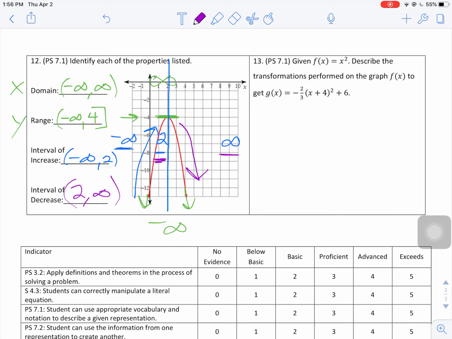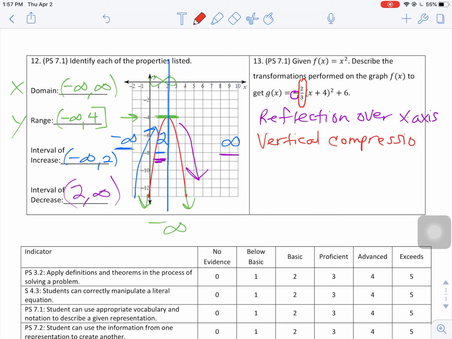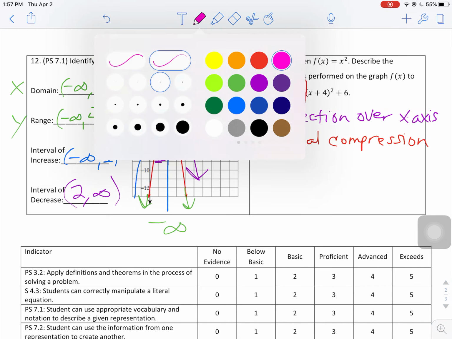Number 13, transformations. So a negative sign in the front is a reflection over the x-axis. The 2/3 is your a value. So if a is in between 0 and 1, it's a vertical compression. If a is larger than 1, it's a vertical stretch. So since 2/3 is in between 0 and 1, it's a vertical compression.